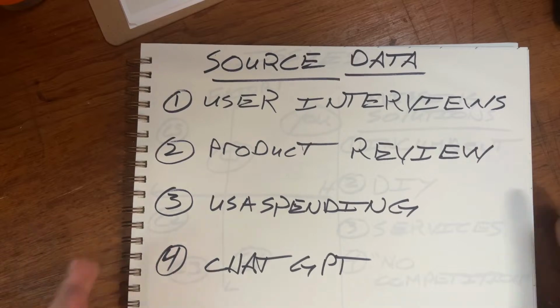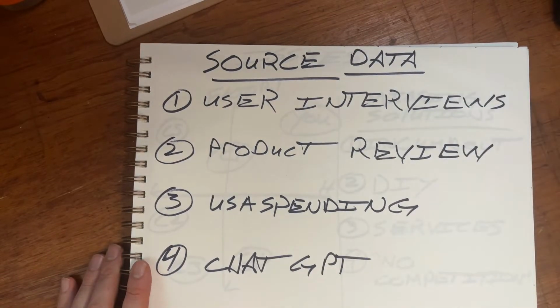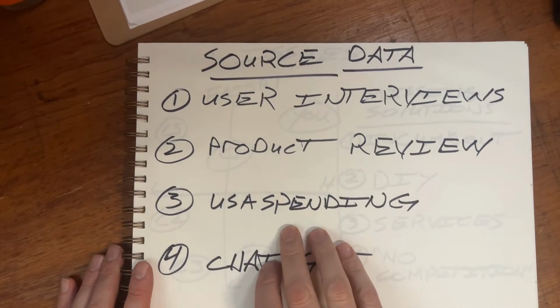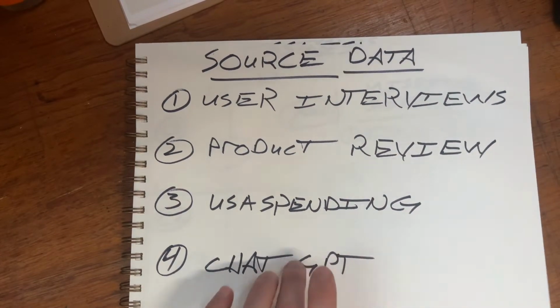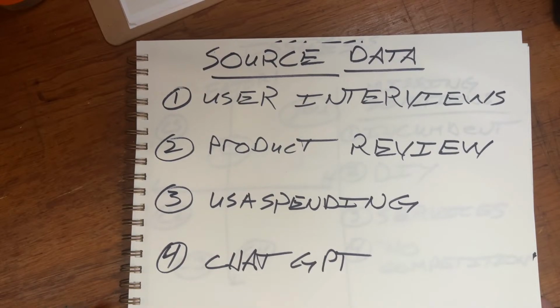All right. So let's talk about where we're going to get the data to actually populate this thing. So what are our source data? So number 1, user interviews. Number 2, product reviews. Number 3, USA spending. Number 4, ChatGPT. And I rarely recommend using generative AI. I generally think it's a bad decision.